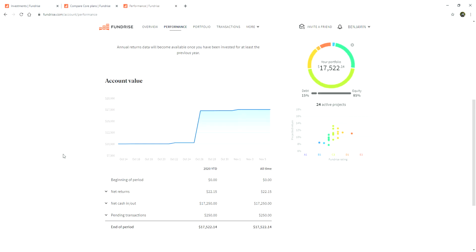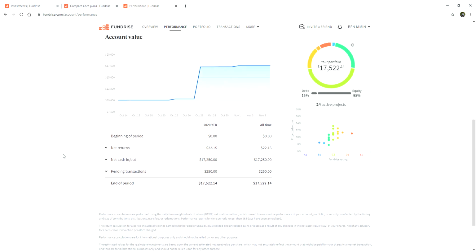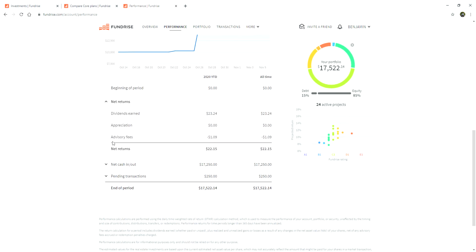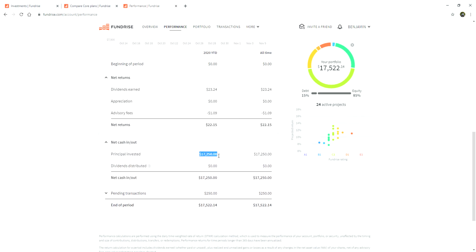Now, if we look at performance, we can get a more detailed view of what we're looking at. The net returns are our dividends earned, which are from those cash producing assets. Since the assets that we have in the growth REIT haven't had time to appreciate, there's nothing in there. And then of course the advisory fees, which are very minimal for what they're allowing us to do, to be a part of these large commercial real estate projects. So total cash in, cash out, that's our total principal invested as of right now.